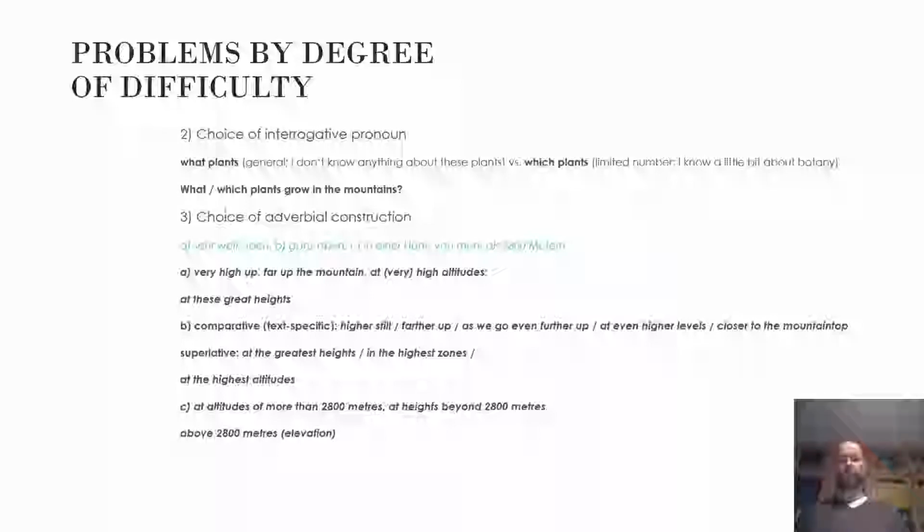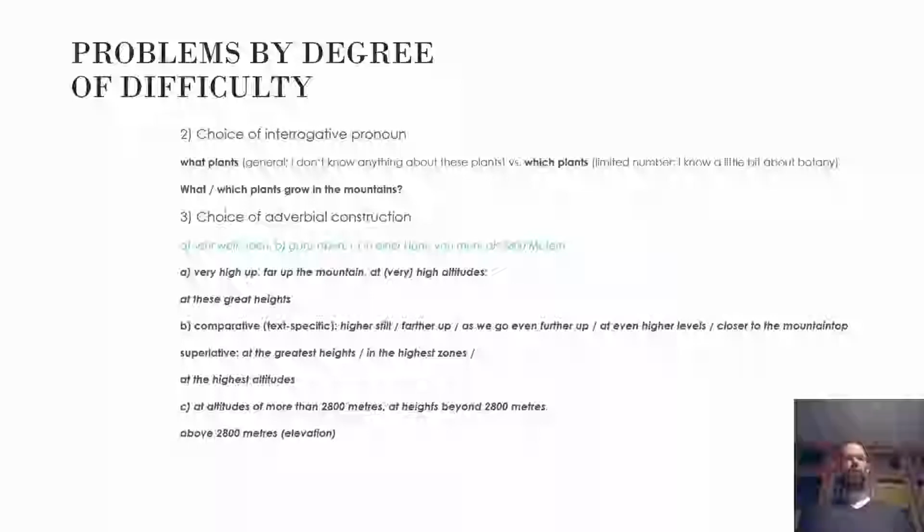What's more difficult, and that's the third problem I'd like to tackle here, is the choice of adverbial construction. So we have a tripartite construction here that also structures the text in a way. We have sehr weit oben in the second sentence, then in a later sentence we have ganz oben, and in the last sentence we have in einer Höhe von mehr als 2800 Metern. So we could translate this as colloquially as in the German text by saying something like very high up, although that's quite rare and rarely spoken in English.